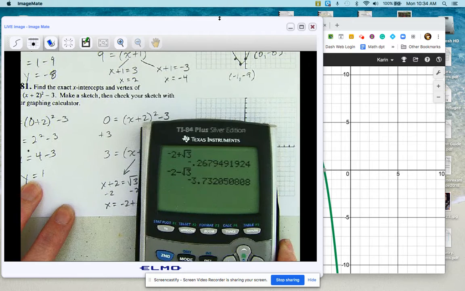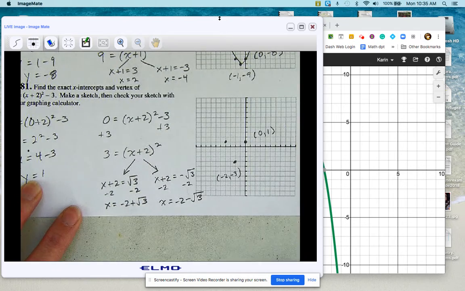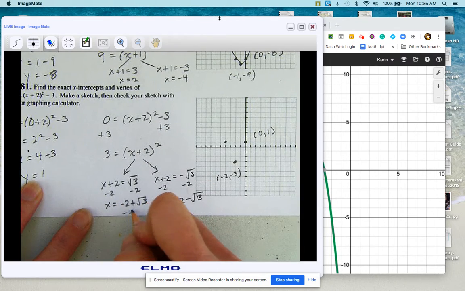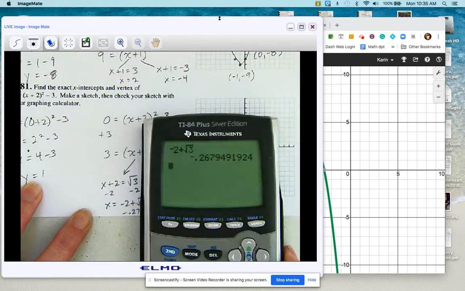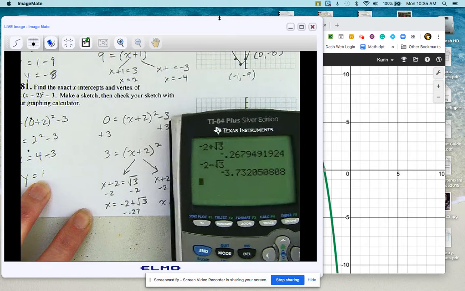So I'm going to go ahead and use my calculator to get an approximation for that. So I'm going to do -2 plus the square root of 3. Okay, and that gives me about -0.27. And then I'm going to do -2 minus the square root of 3. Okay, and that gives me about -3.73.